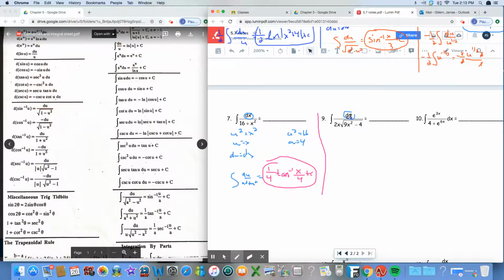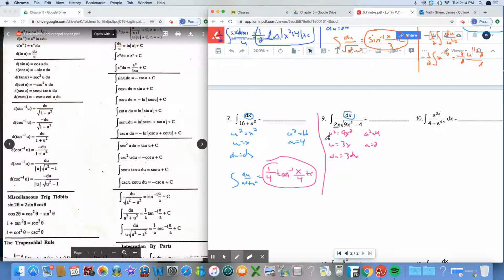Okay. Now, number 9, we have our dx. Which one of these does this look like? Well, we got this thing on the outside here. So that u, that's going to be this one. So we still do the u squared, which is going to be our 9x squared, and our a squared, which is 4, which means our a is 2. We're just taking the square root, which means our u is 3x. Our du is 3dx.